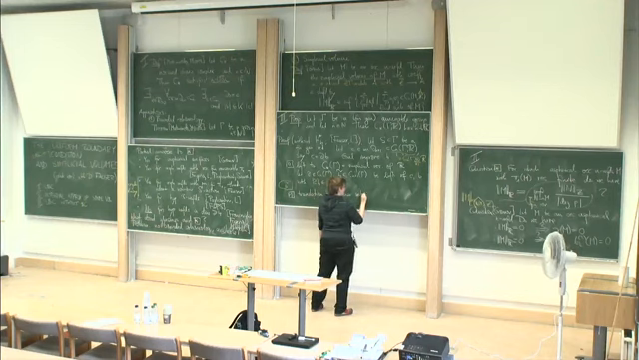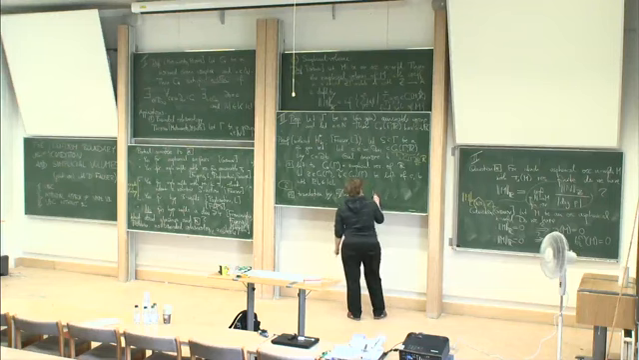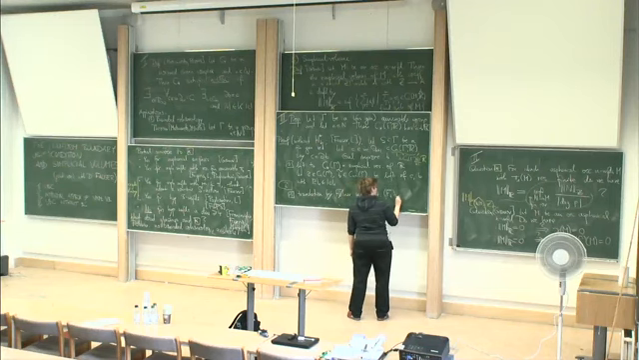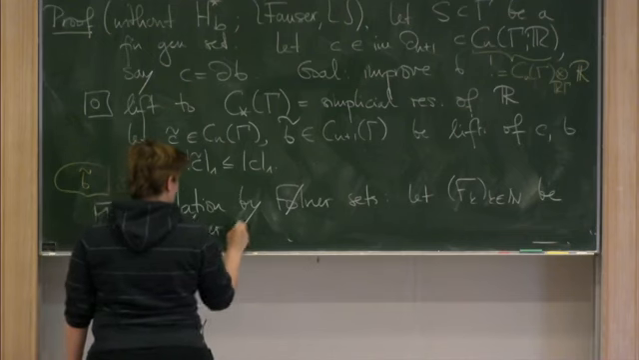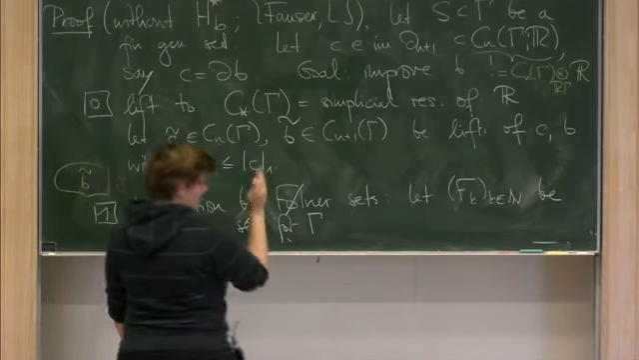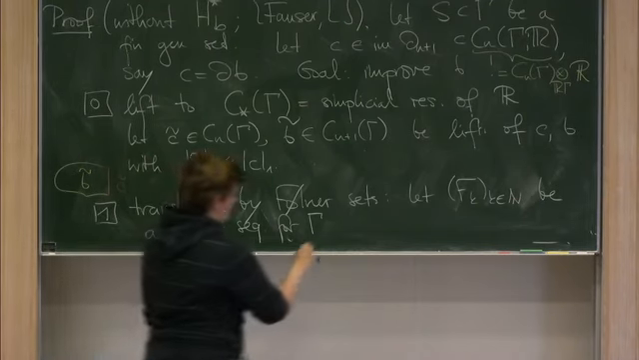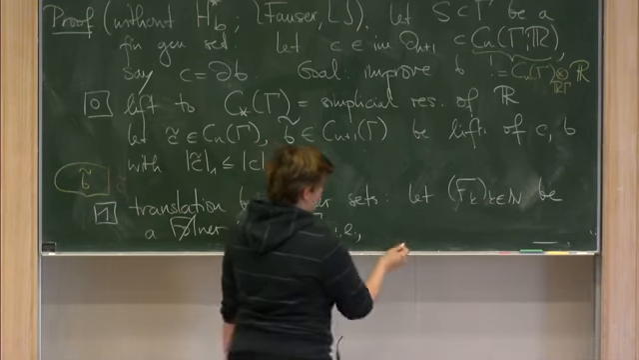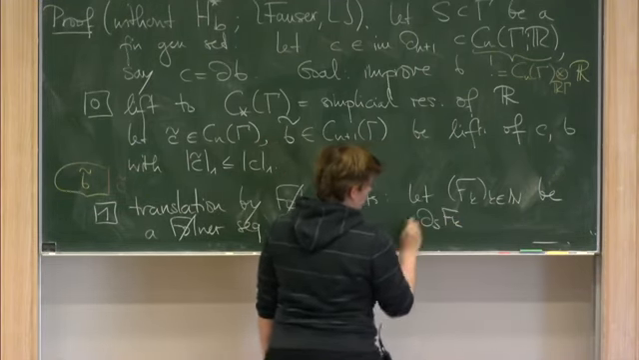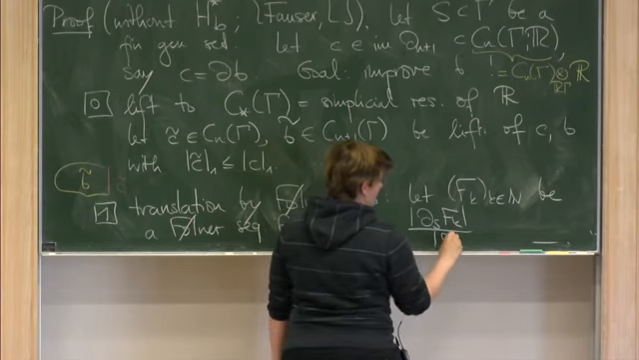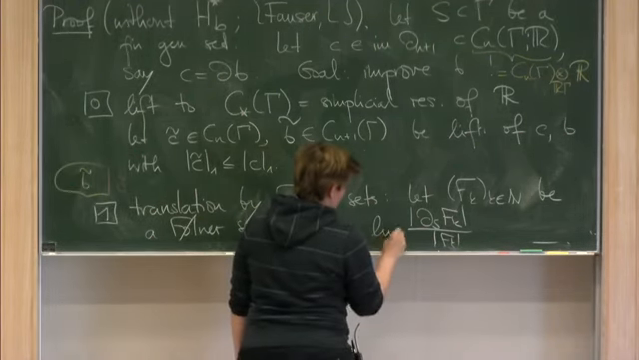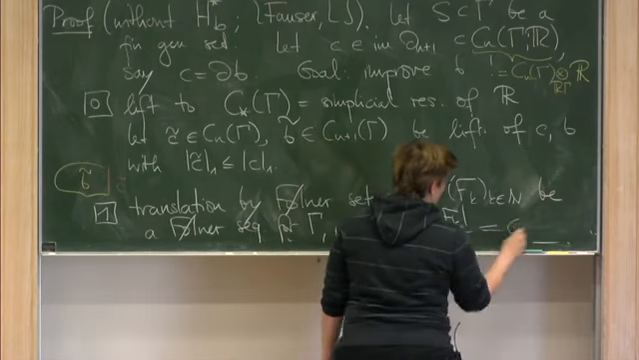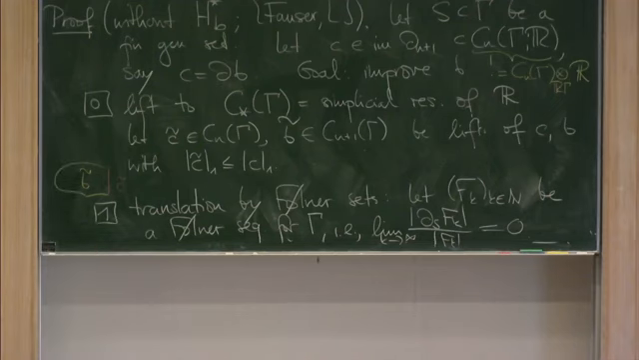by Følner sets. So yeah, let F_k, with k in N, be a Følner sequence for gamma. So this exists because gamma is amenable. And well, what does it mean that it is a Følner sequence? It means that if you look at the S-boundary of F and you count the number of elements in comparison with the number of elements in your set, then this tends to 0 for k going to infinity. So this just means these sets have small boundary, at least in the limit. Okay, so that's the Følner sequence.